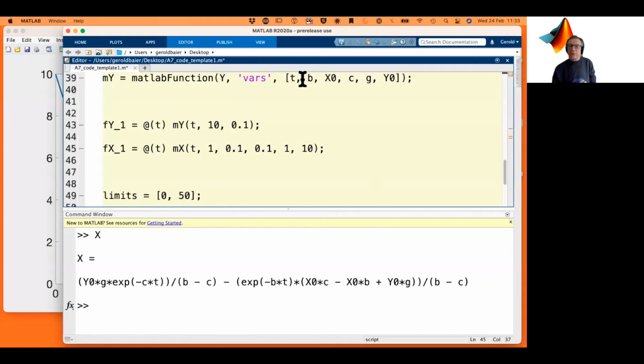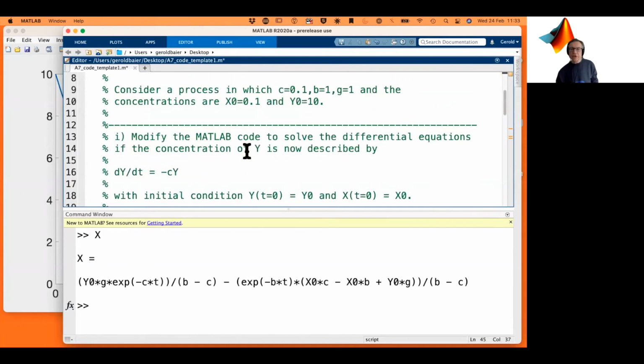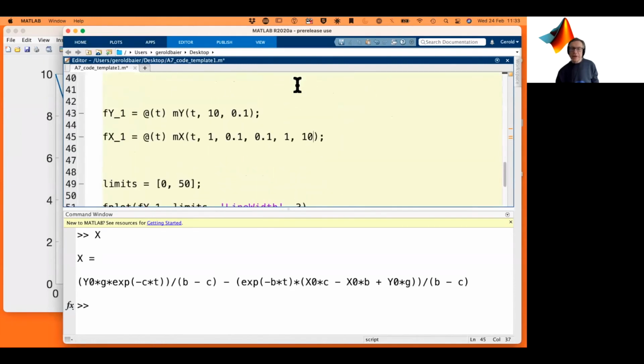So I need to count 1, 2, 3, 4, 5, 6. In this case, it means that b is taken equal to 1 and x naught is 0.1. Let's just check those two: b is equal to 1 and x naught 0.1 and c 0.1 as we had it before. So that would be the definition of our function derived from the solution to the variable x.